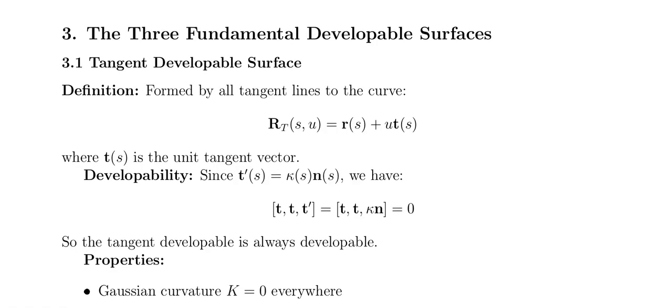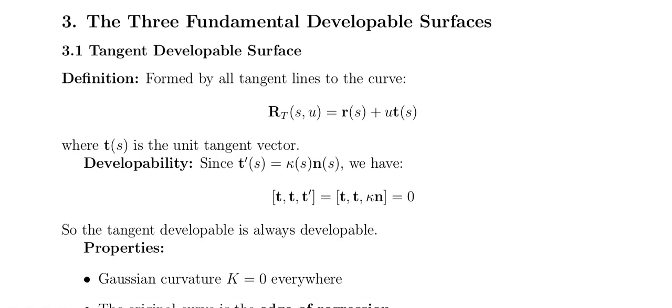And the tangent developable surface is formed by all tangent lines to the curve, that is R of s comma u, based on the tangent line: r of s plus u t of s. For developability, since t dash of s equals kappa of s into n of s, the box product of t, t, t dash equals t, t, kappa n, which is zero. So the tangent developable is always developable. That is very important.